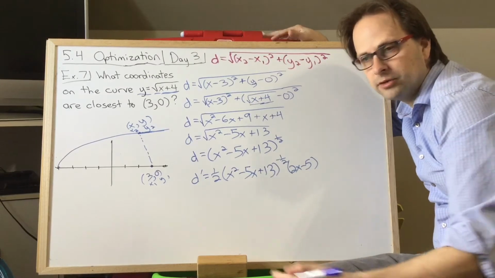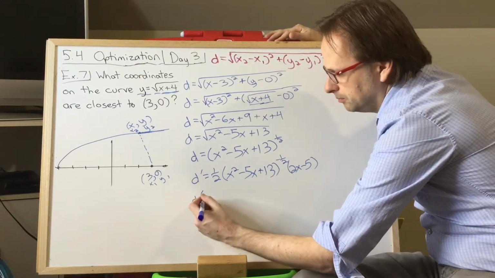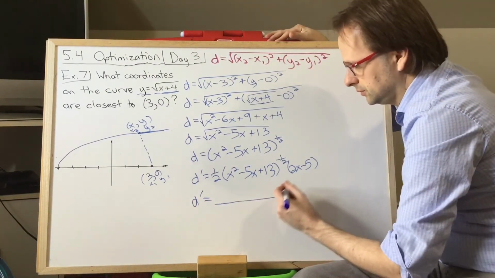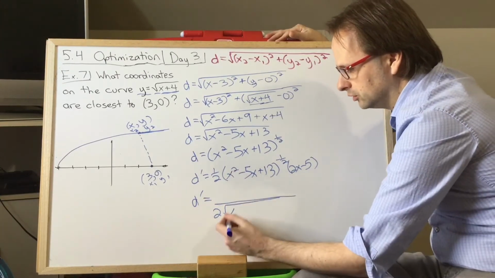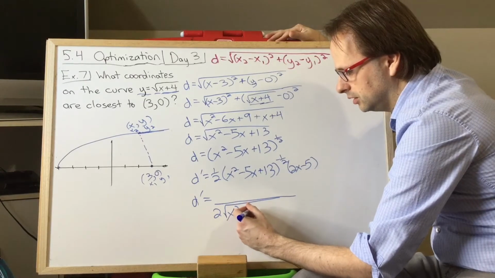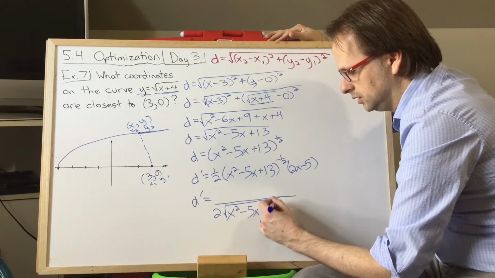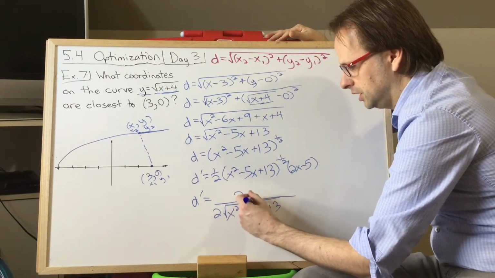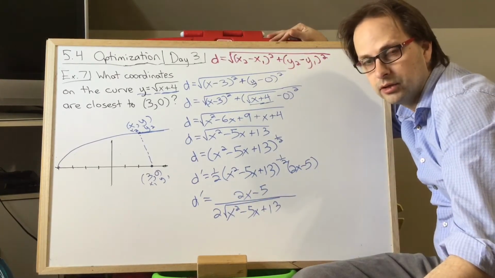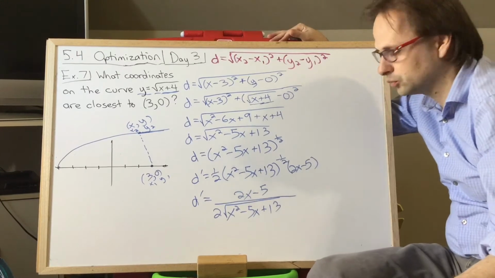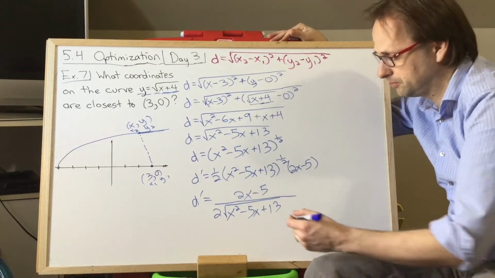Looks like a complete mess, so let's write it in fractional form. So this 2 lives on the bottom. We have square root of x squared minus 5x plus 13 on the bottom as well. And this 2x minus 5 on top. And some people are just going to see the critical value at that point. If that's the case, great. Write it down as soon as you see it.